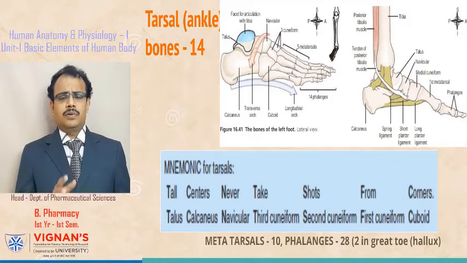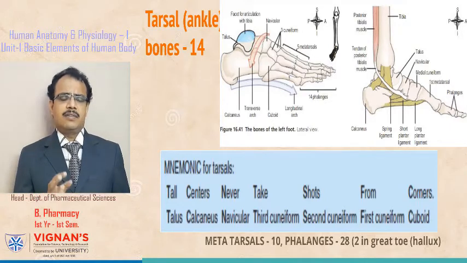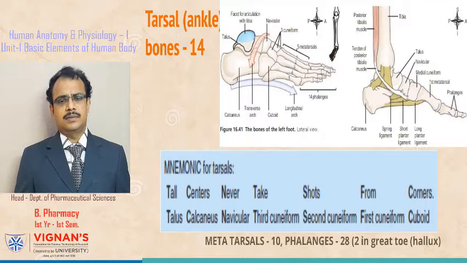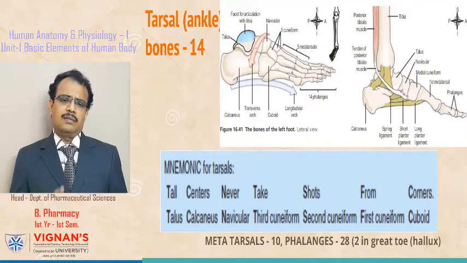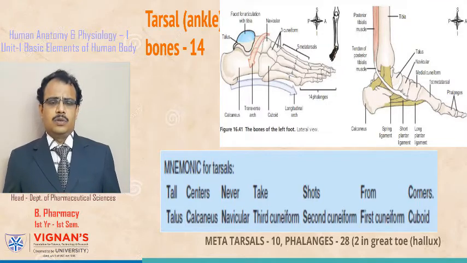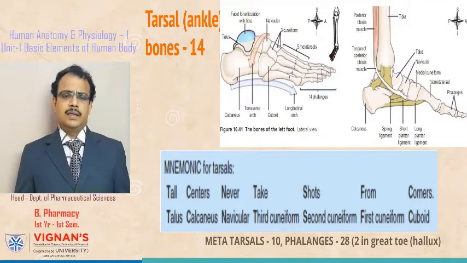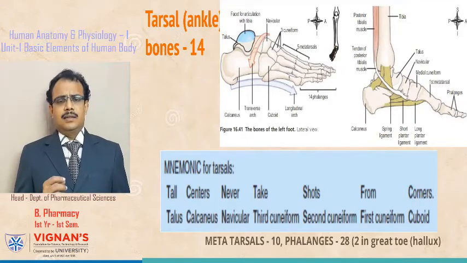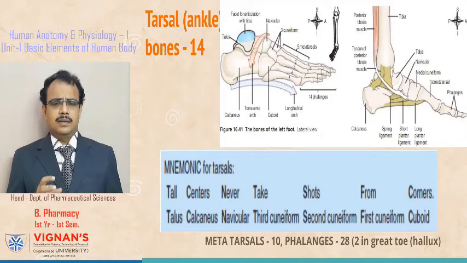There are 14 phalanges, 5 metatarsals, 7 tarsals, 3 limb bones, 1 patella, and 1 innominate bone on each side of the pelvic girdle and lower limb. And these are the bones of the pelvic girdle and lower limbs.